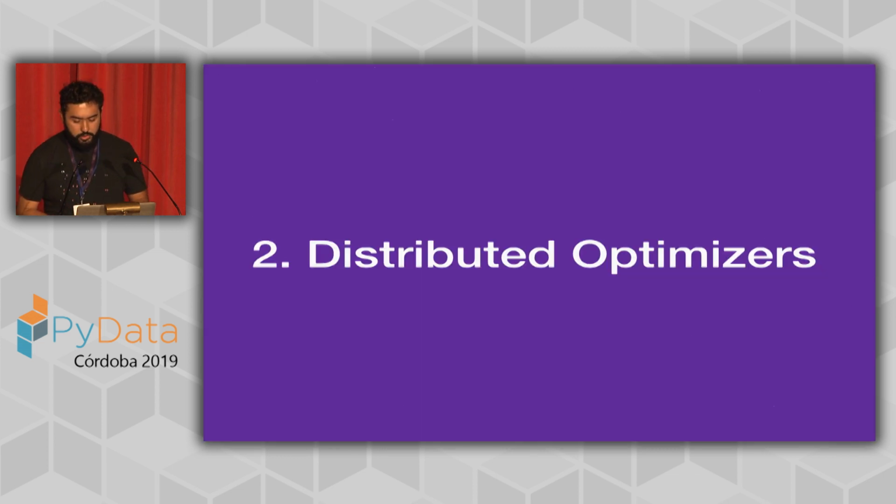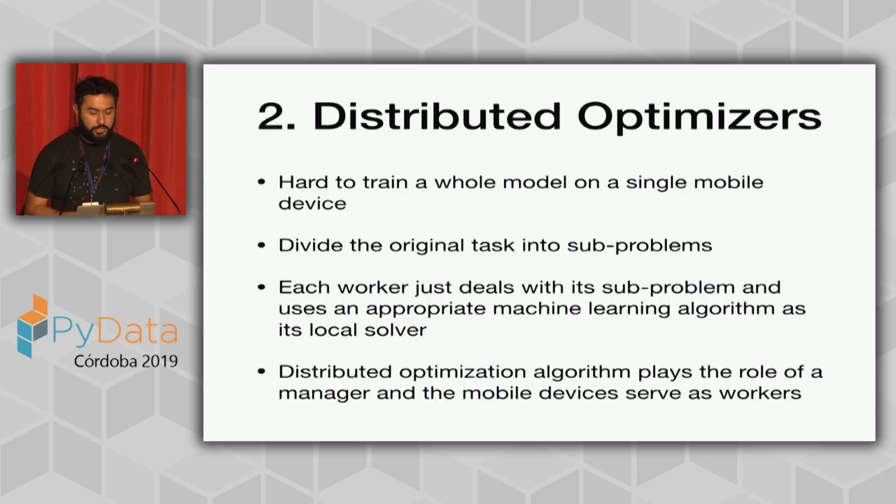The second part is usually the distributed optimizer. So in some way, if you think about it, it's a bit like doing MapReduce. We have a really huge problem that we want to tackle, but what we have is a lot of small workers, which here are the smartphones, doing the work for you. So it's really hard to train a full model on a single mobile device, and you want to divide this task among all the different nodes that you have inside the graph of all your customers.